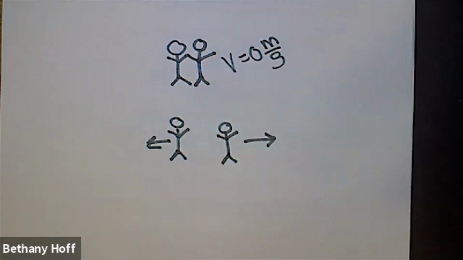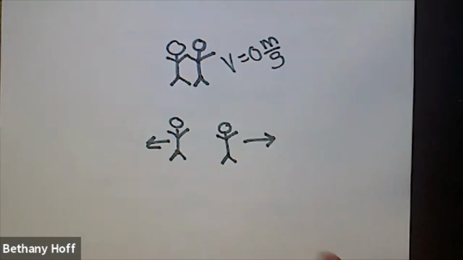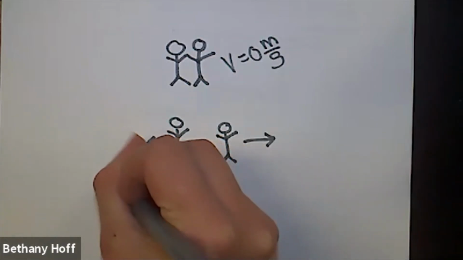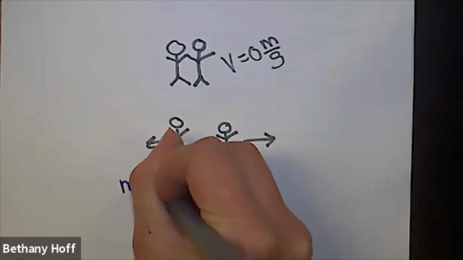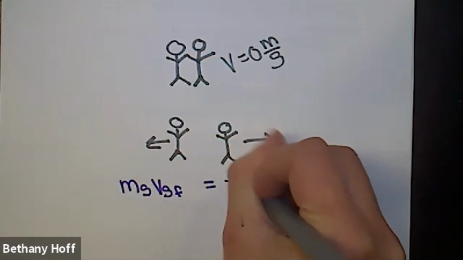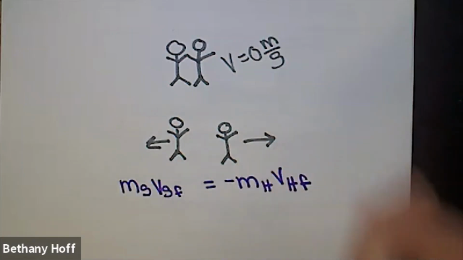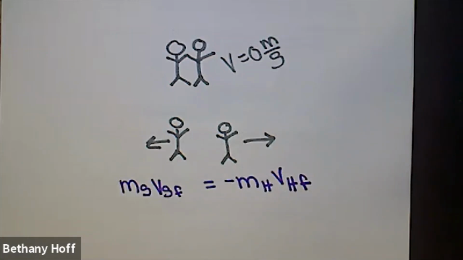Since their initial velocity was 0 meters per second, we can use the little shortcut that we saw on the slide. Let's identify Sven as being in the positive direction and Helga in the negative direction, although it really does not matter. So we have the mass of Sven times the final velocity of Sven is equal to the negative mass of Helga times the final velocity of Helga.